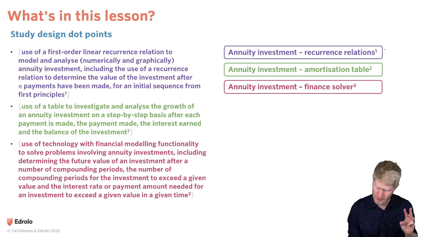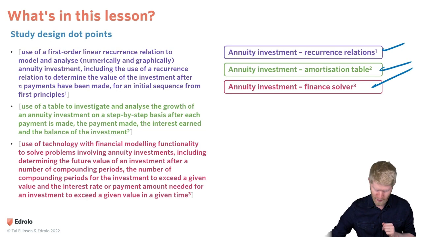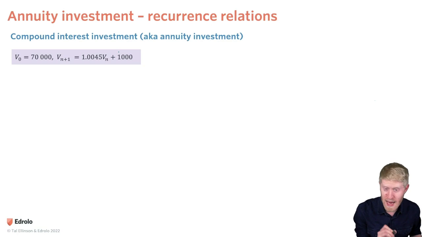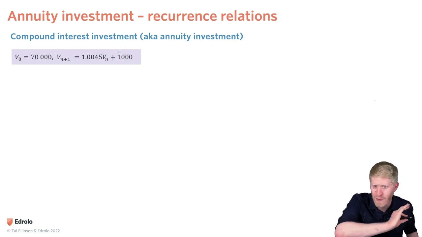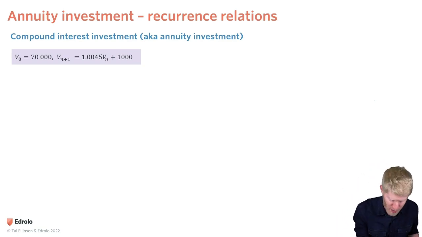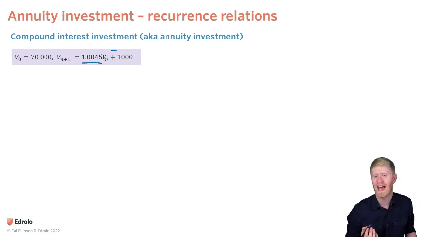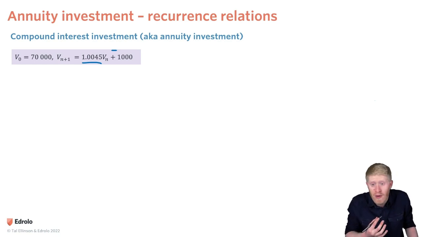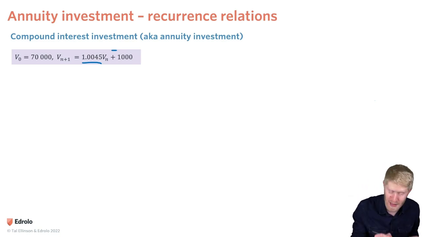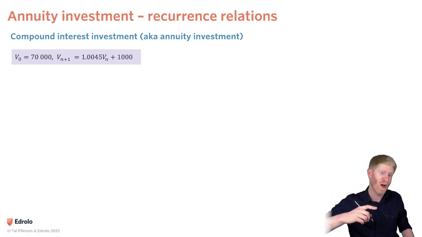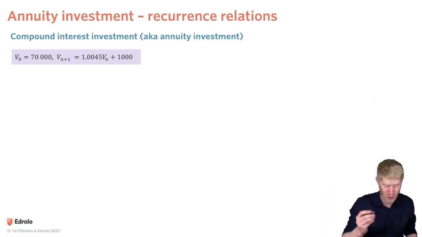So we're going to look at three key skills: the recurrence relation of this annuity investment, the amortization table, and the finance solver. All right, let's look at the recurrence relation for a compound interest investment. We can see that there's something different about this one from all of the other financial products we've seen before. Previously, our balance grew with interest, and then we reduced our balance with a payment. You had a loan, the amount we owe goes up, but we drop it with a payment. Here, the payment is positive because not only is our investment growing with interest, we're also adding in regular payments to make it grow even more.